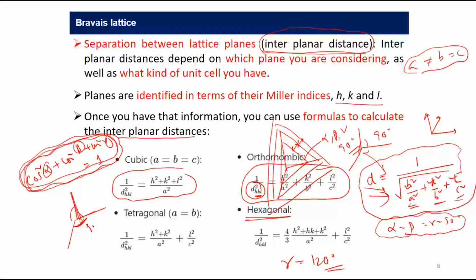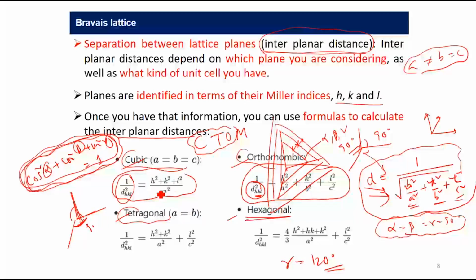As of now, considering the interplanar distance, remembering these four is generally enough. Questions are seen to come only from these four: cubic, orthorhombic, tetragonal, and hexagonal. Out of these, cubic, orthorhombic, and tetragonal, remember CTO, these three have alpha, beta, gamma equal to 90 degrees. So the formulas are the same: 1 by d square is equal to h square by a square plus k square by b square plus l square by c square.